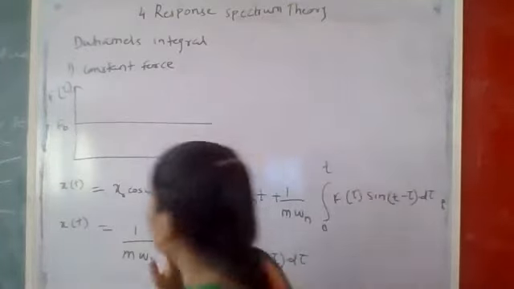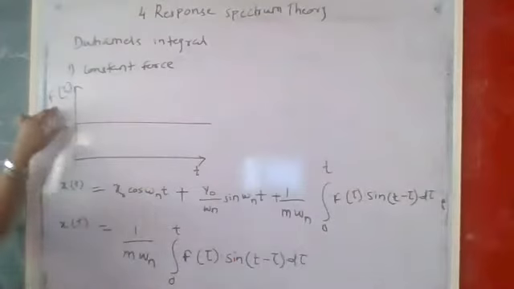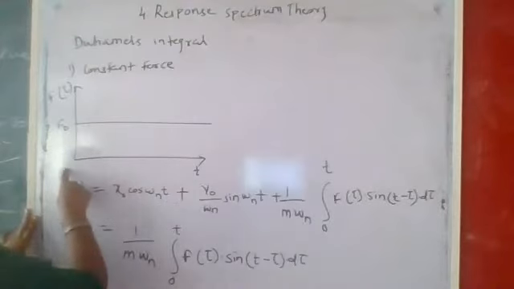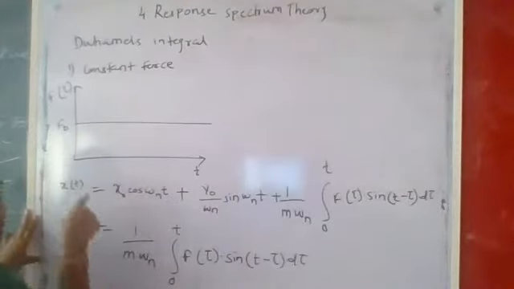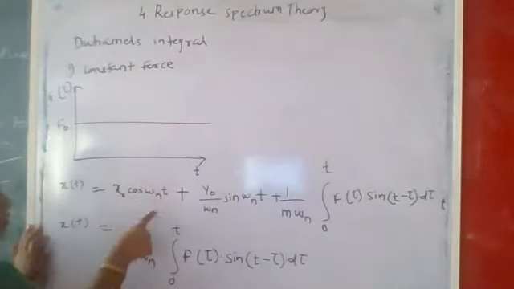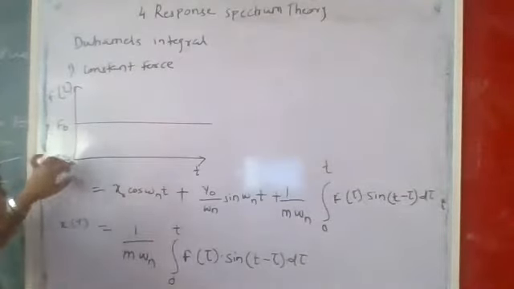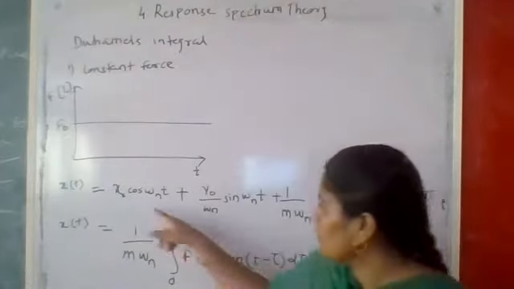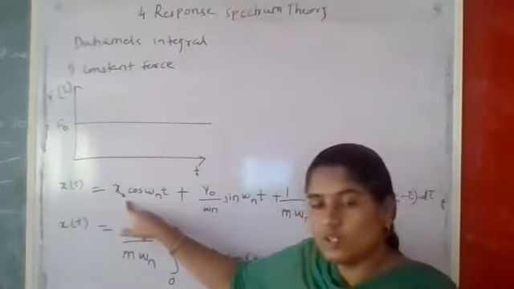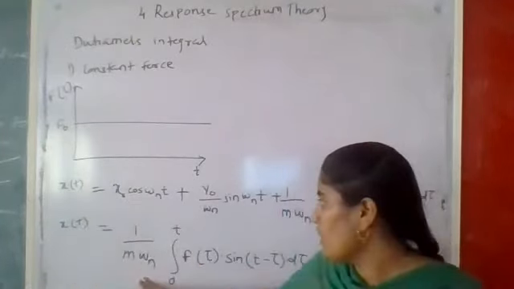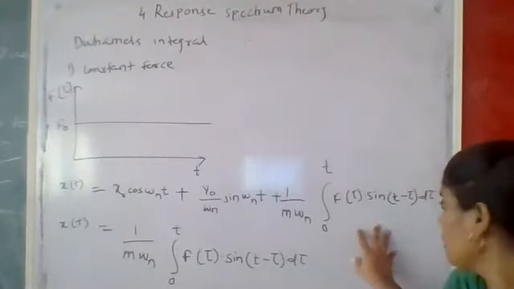But in this constant force case, you can see f of tau is the force and t is the time. There is a condition: at time t equal to 0, for the constant force, the velocity is 0 as well as the displacement is 0. So by putting x naught equal to 0 and v naught equal to 0, x of t becomes just the last Duhamel's integral term.